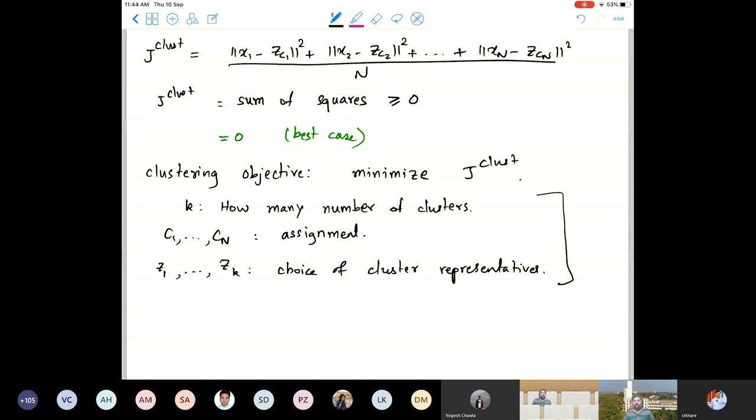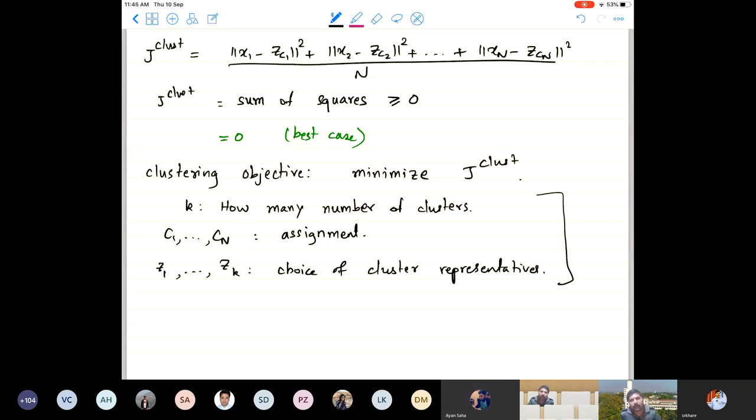Yes, sir, I have a question here. Our objective is to minimize the J cluster value. So in the base case, it becomes 0. If we increase K, like K equals N, so each point is a different group, in that case also the J cluster will be 0. But the groups will be very loose in that case.